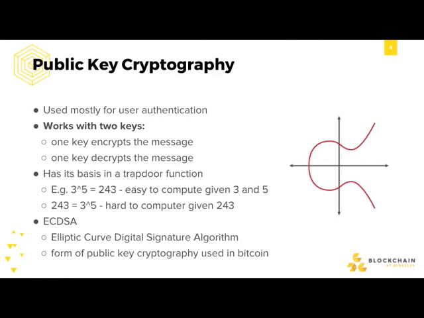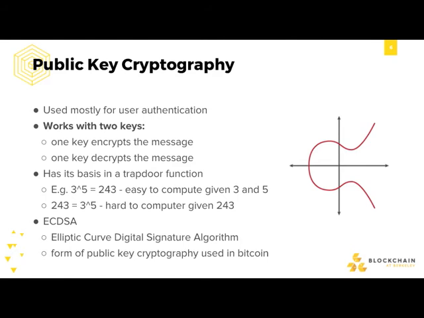cryptography. Now, public key cryptography is usually used for authentication. This means that if person A sends person B a message, person B needs to be able to open the message. In public key cryptography, the actual message is not as important, but it's that person B can actually open the message. And the way this works, as I mentioned before, is with two keys: one key that encrypts the message and one key that decrypts the message.